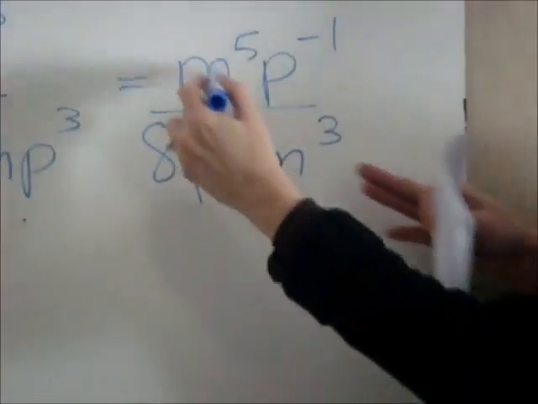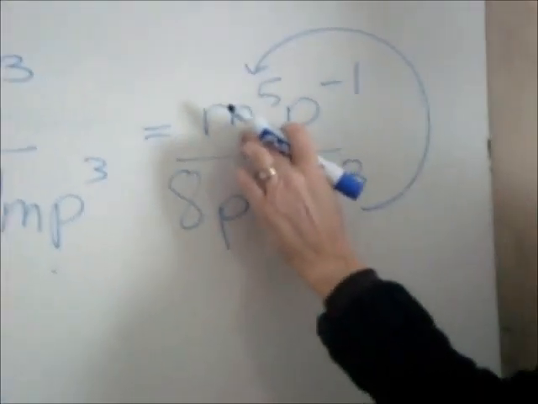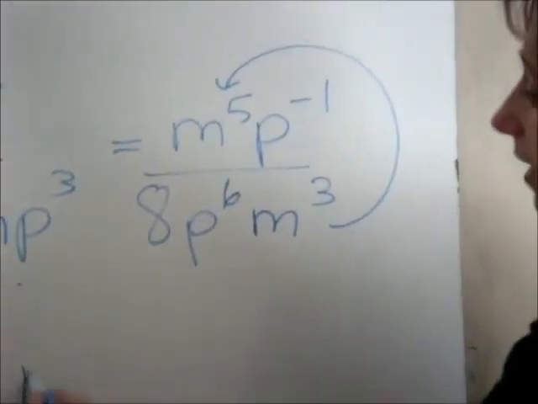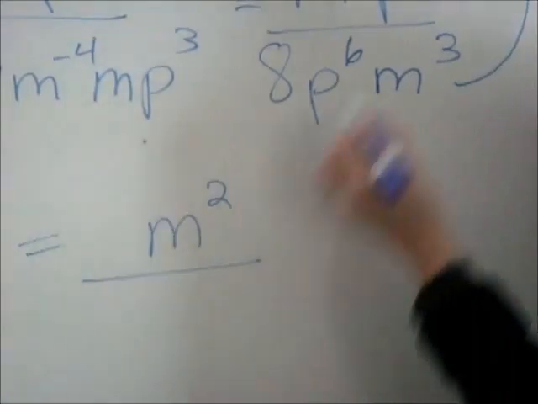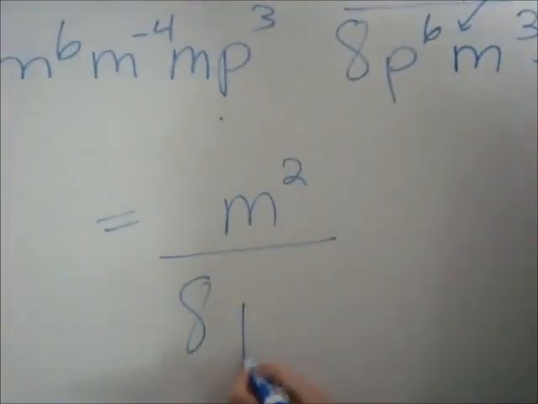Now we have to combine our m's together. We're going to bring this one up to the top because there's more on the top. We don't want a negative exponent. So we get m squared. And this is negative, so we need to bring it down to the bottom. So we get 8p to the 7th. And that's your final answer.